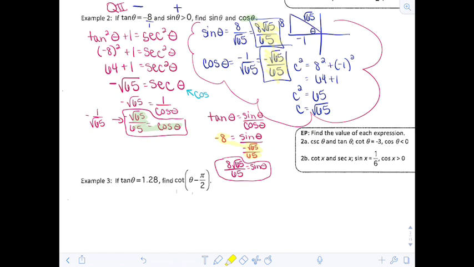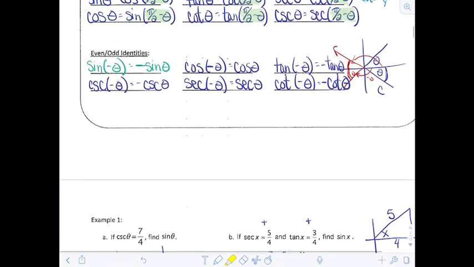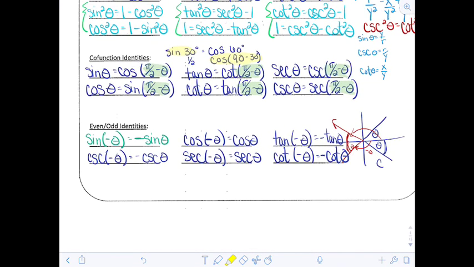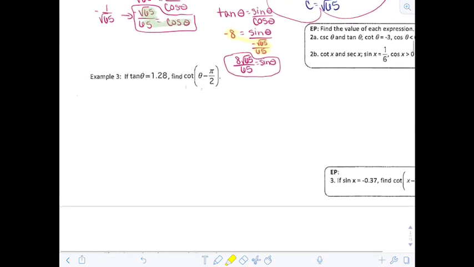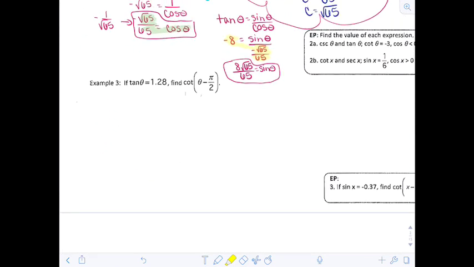If the tangent of theta equals 1.28, find the cotangent of theta minus pi over 2. So this, if we go back, is going to be one of our cofunction identities. Remember that the tangent of theta is equal to its cofunction of pi over 2 minus theta. The cotangent is equal to the tangent of pi over 2 minus theta. Well, what we have is the tangent of theta equaling 1.28. But they want the cotangent of theta minus pi over 2. So we're actually going to use, first of all, the even-odd identity.